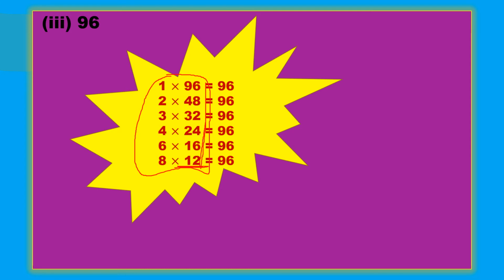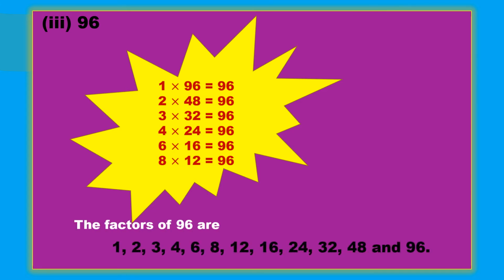Clear? So the factors of 96 are 1, 2, 3, 4, 6, 8, 12, 16, 24, 32, 48 and 96. Simple, right? There are no more factors other than this. These are the next factors after 12: 12, 16, 24, 32, 48 and 96. Okay. Let me go to the next problem.